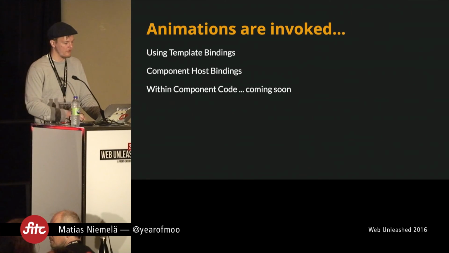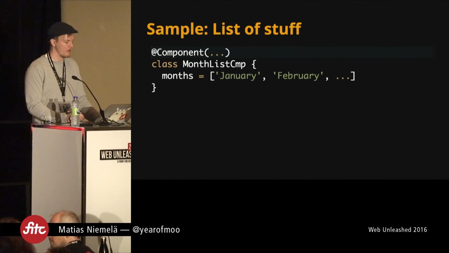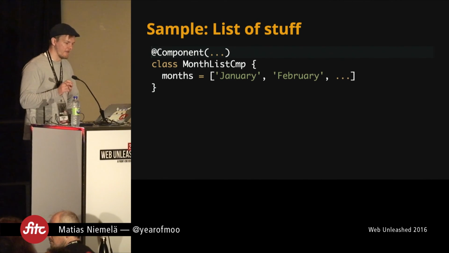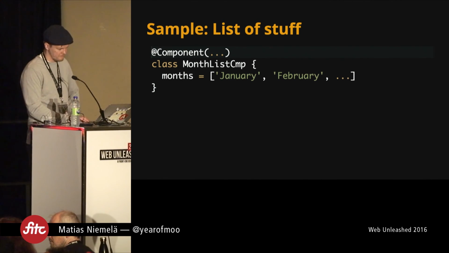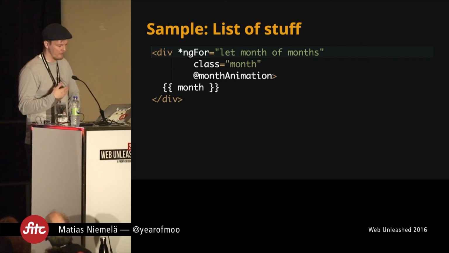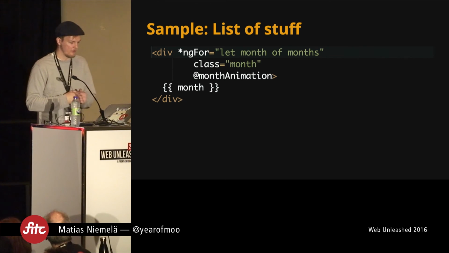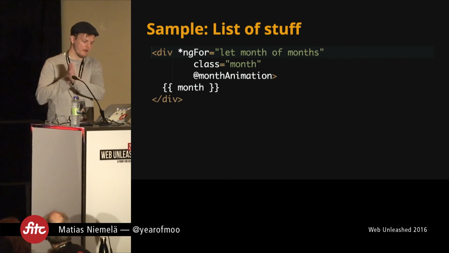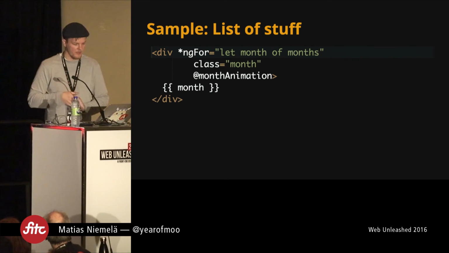How are these animations invoked? Well, much like properties that we can see in our HTML template, we can have animation properties as well. So here we have a component that lists all the months of the year. And in that component definition, we have a template which lists each of the months using something called ngFor, which is exactly what you think it is. It takes an array of items and it prints them out on the page.